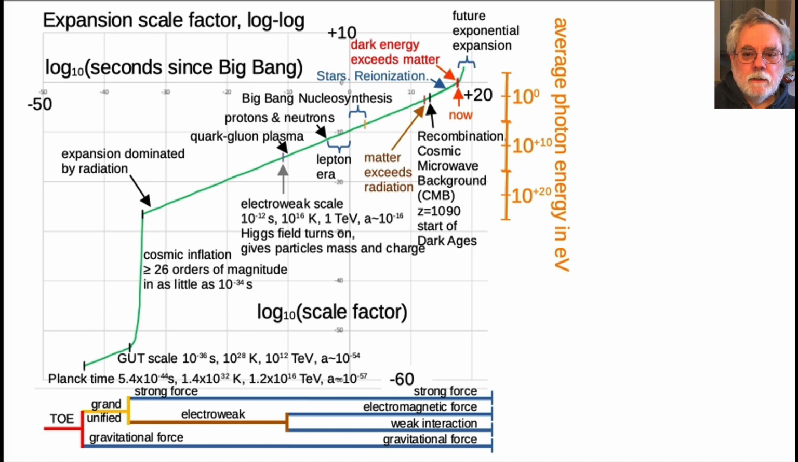Physicists do not know for certain because this energy regime at 10 to the minus 36 seconds is 1,000,000,000 times higher than for the Large Hadron Collider. Expansion is presumed dominated by radiation, but the particles were different than photons at this early time.